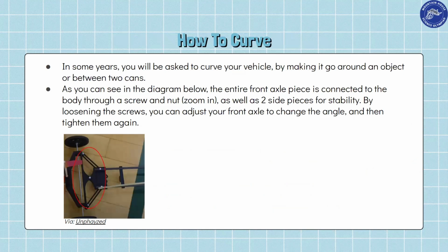How to curve. In some years, you will be asked to curve your vehicle by making it go around an object or between two cans. As you can see in the diagram below, the entire front axle piece is connected to the body through a screw and a nut. You can see it right here, as well as two side pieces for stability right here. By loosening the screws, you can adjust your front axle to change the angle and then tighten them again. And this idea was also inspired by Unfazed.